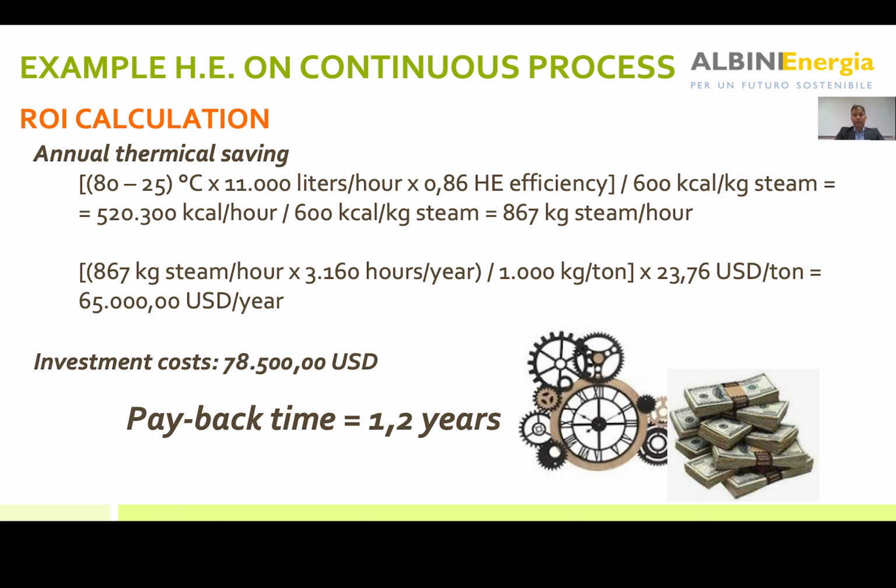If you multiply this number by the working hours per year, and divide by 1,000 kilograms in order to reach tons, and then multiply this number by the price of each ton of steam, you will easily find your saving, which is 65,000 US dollars per year. With an investment cost of 78,500 US dollars, your payback time will be around 1.2 years.